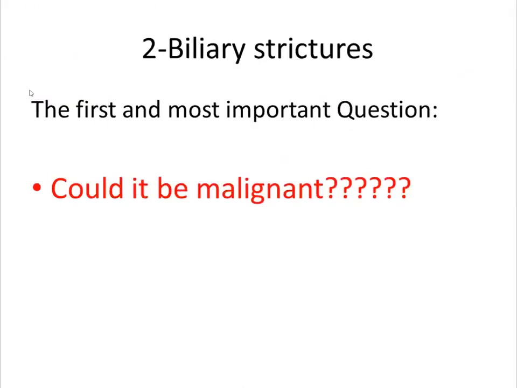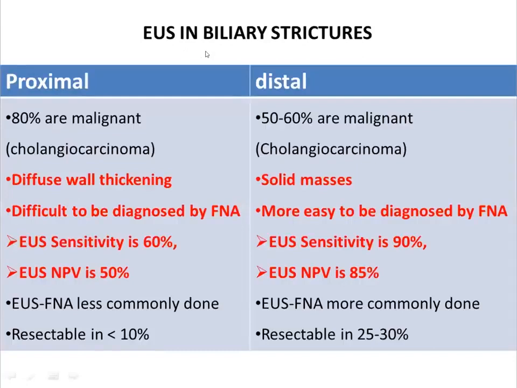Another important job of EUS-FNA is biliary strictures. When we find a biliary stricture, the first and most important question is, could it be malignant? And the second question, where is the stricture? Is it a proximal one, hilar stricture or near the porta hepatis, or is it a distal CBD stricture near the papilla? Both are totally different.